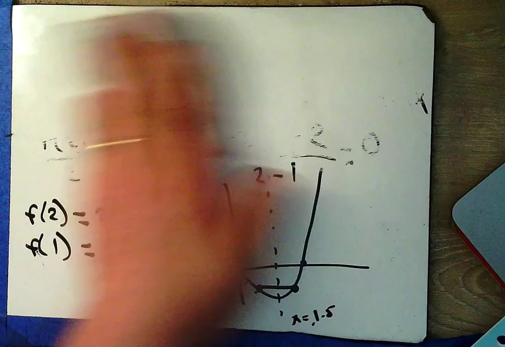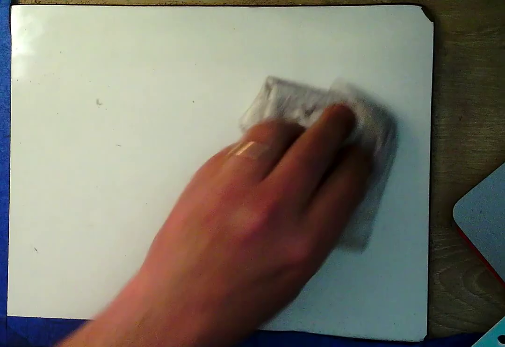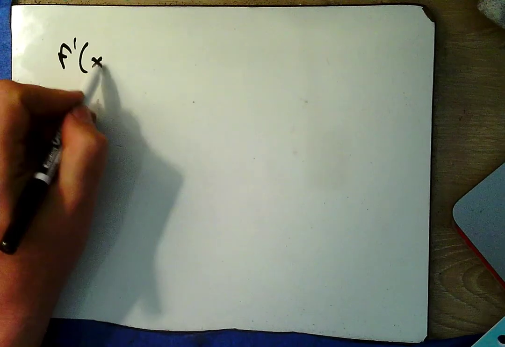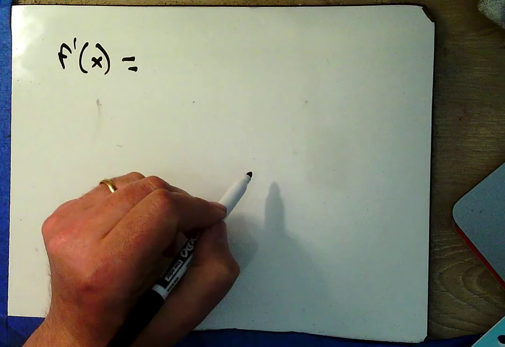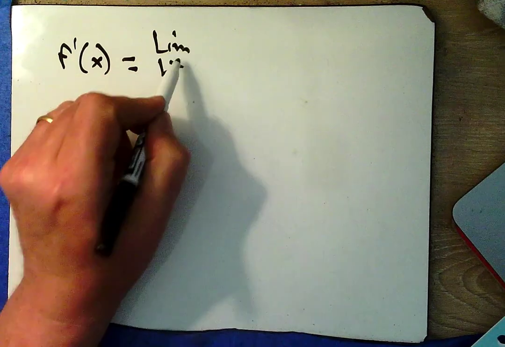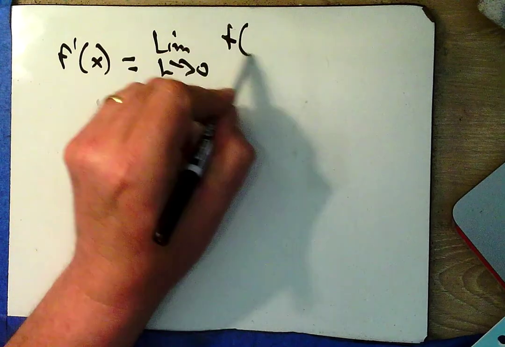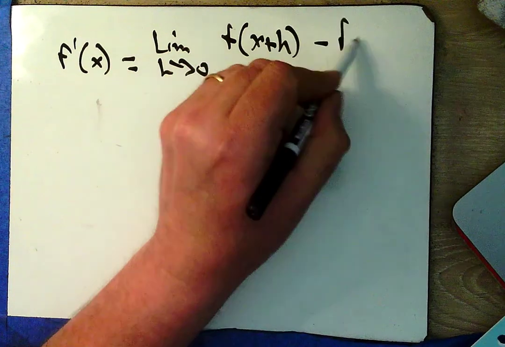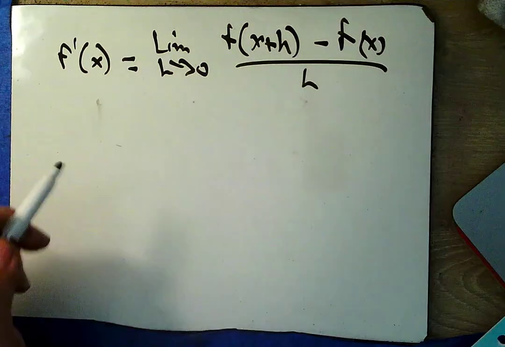But wait, there's more. Hey, so I'd like to review the 3 limit definitions of the derivative. Without looking at your notes, can you write them down? You need to be able to do that by the time we have this test. Okay, so the first one, f prime of x, is the limit as h heads to 0 of f of x plus h minus f of x all over h.